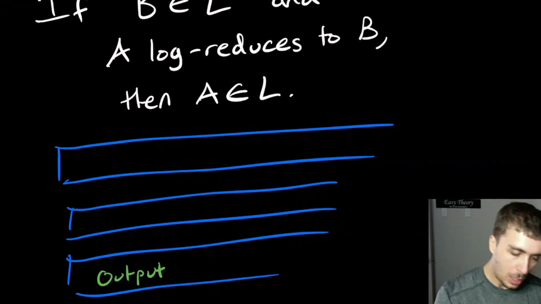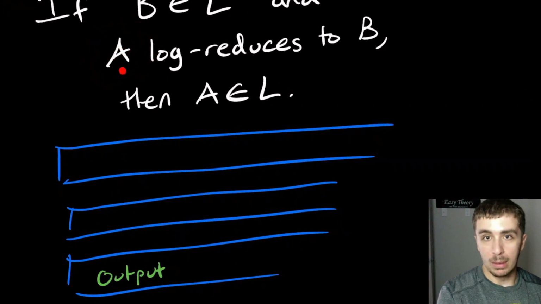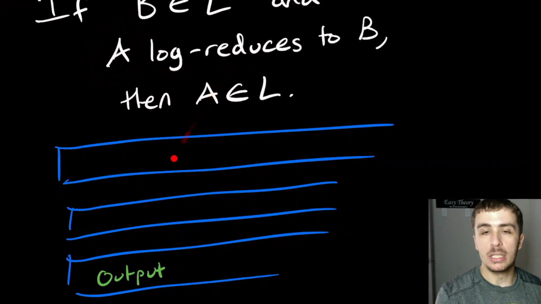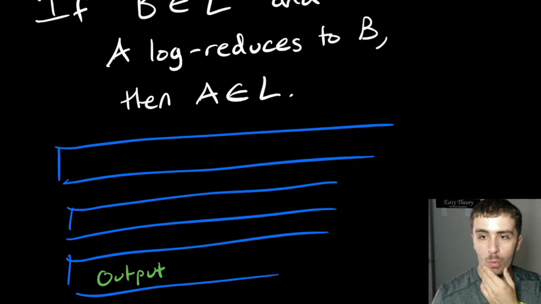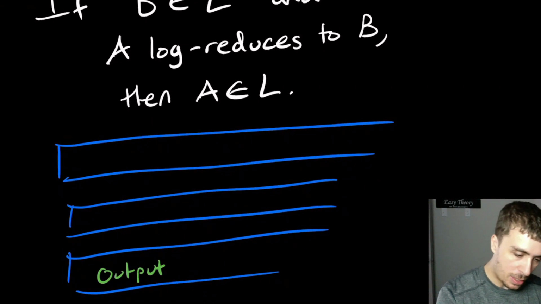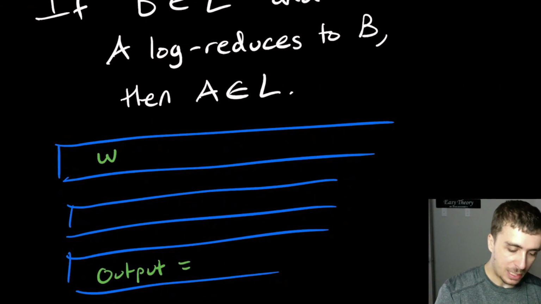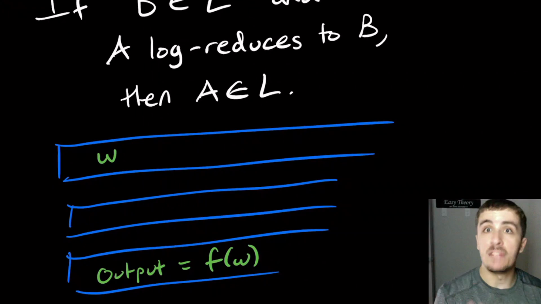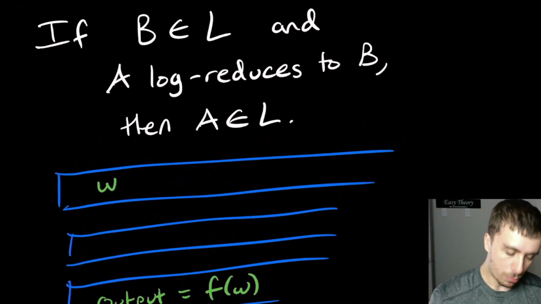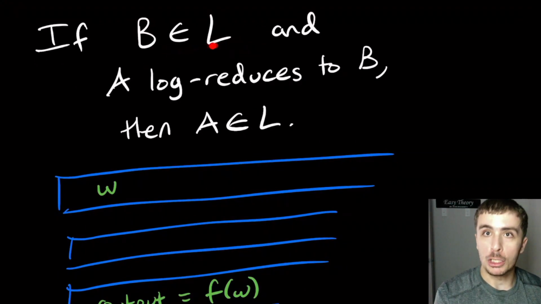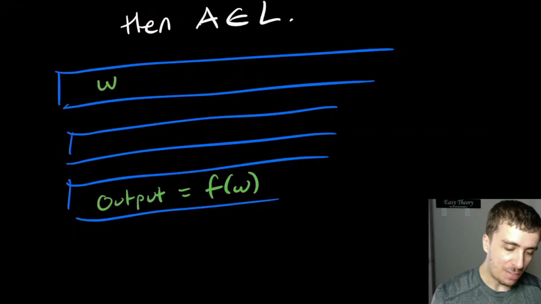And of course, when the reduction is done, this third tape is going to be the input tape to this guy right here, obviously. So let's think about what is the possible issue with this. Well, let's suppose that this output for some input W, let's call it f of W, where f is the actual reduction here. But here's the actual problem. So we know by assumption that B is in log space, and what we want to show is that A is in log space. So let's think about what this f of W is.